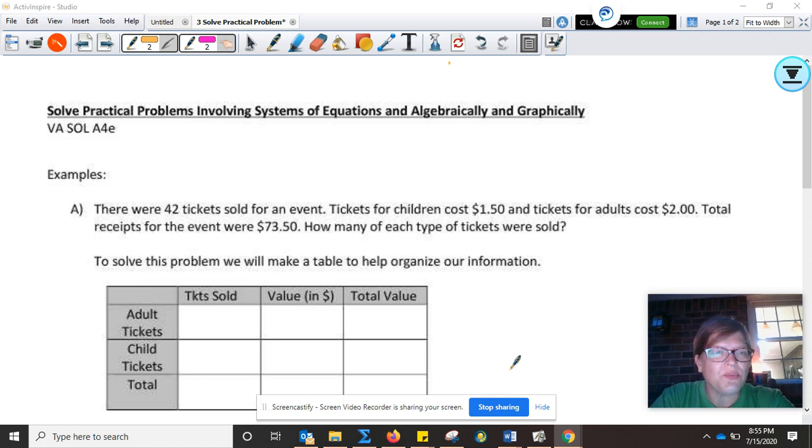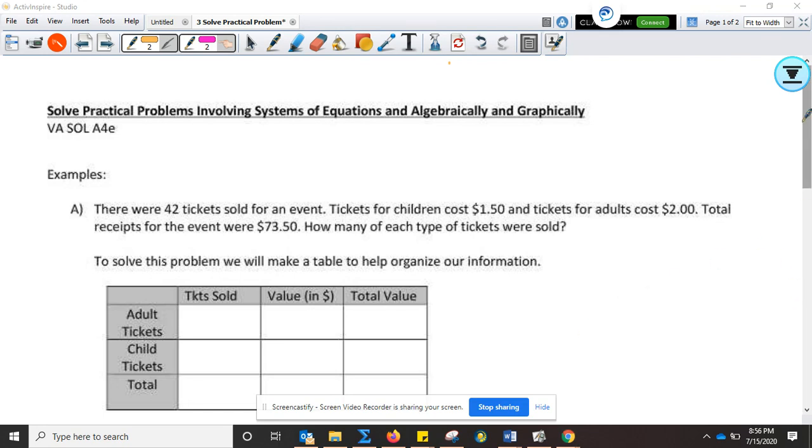All right, so in this section, we're going to be solving practical problems involving systems of equations, algebraically and graphically. And practical problems are basically word problems. No, don't scream because I know you want to. All right, so let's look at some examples.